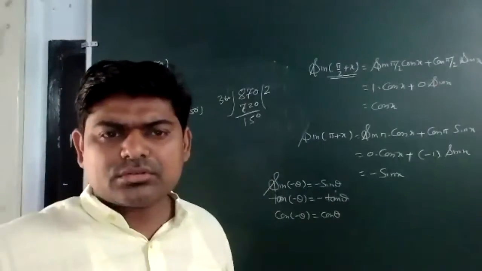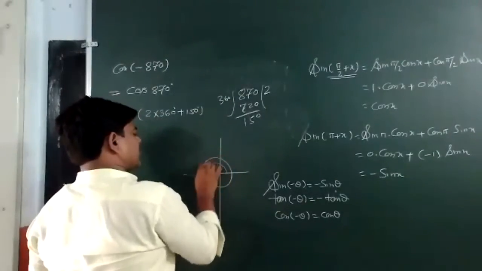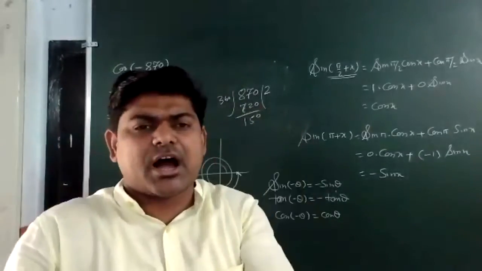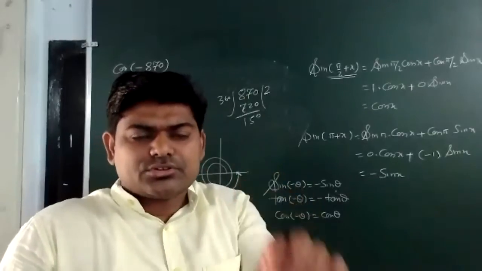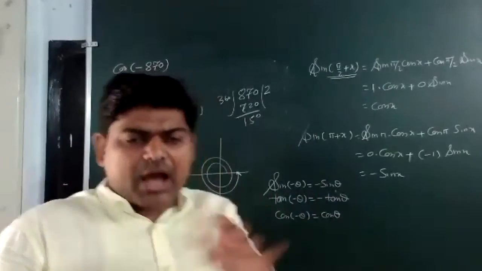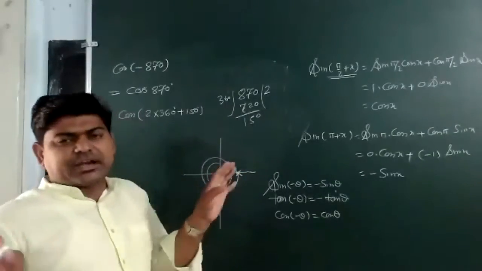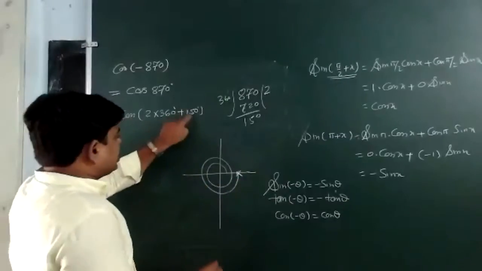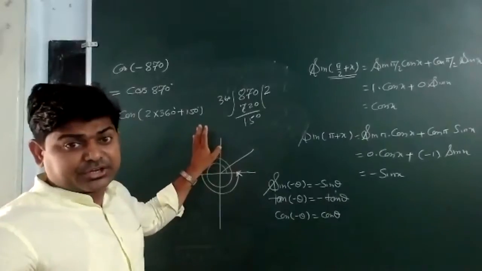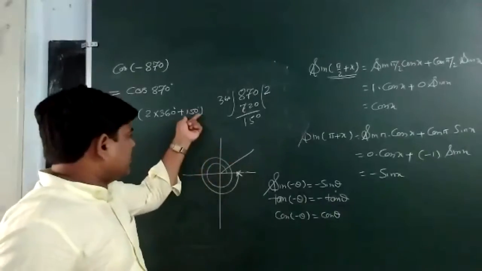Say yes or no. 2 into 360 means what? We reach back to the x-axis. And if 150 is taken as theta, then cos(2 pi plus theta) will be written as cos theta, or not? In other words, we are on the x-axis, so changing will not take place. Now plus theta means first quadrant. I'm not talking about 150, I'm talking about theta only, because 150 will come here. But this concept we will use in the next step. I'm taking only theta.